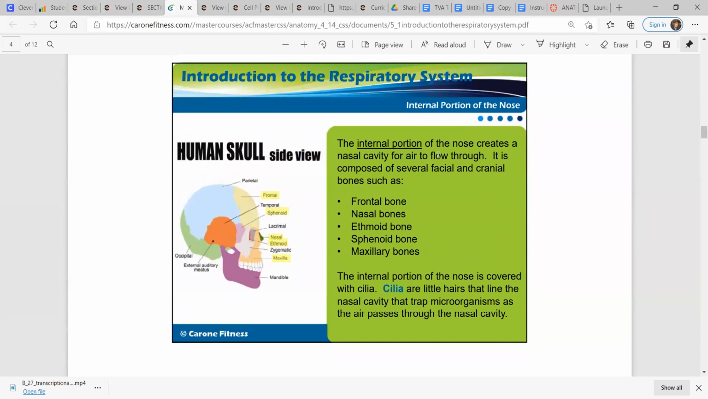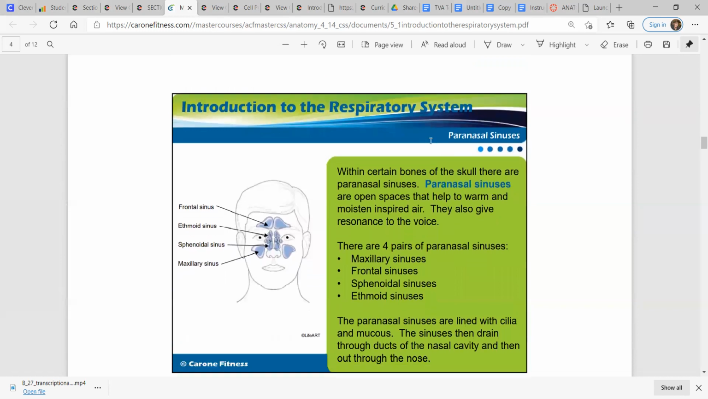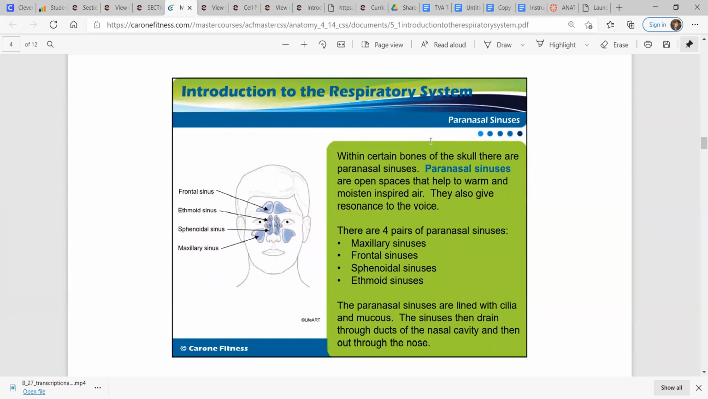And then you have an internal portion of your nose, and that is the nasal cavity for air to flow through. It's composed of several facial and cranial bones like the frontal bone, the nasal bone, ethmoid bone, sphenoid bone, and maxillary bones. The internal portion of the nose is covered with cilia. And cilia are little hairs that line the nasal cavity, and they trap microorganisms as the air passes through the nasal cavity. So you have tiny little hairs in your nose, and they're supposed to be there.